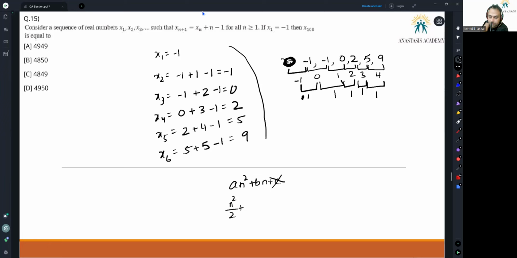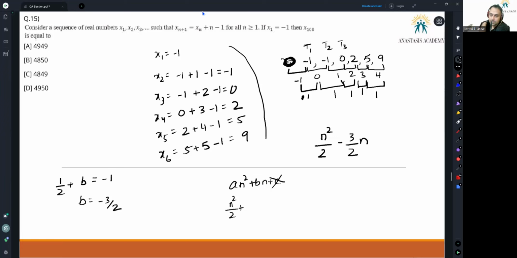Okay. So now for the first term, this was term 1, this was term 2, this was term 3. For term 1, let's see, 1 by 2 plus B is equal to minus 1, or B is equal to minus 3 by 2. B is equal to minus 3 by 2. The general term that is turning out for us is n square by 2 minus 3 by 2n. This is the general term that is turning out.